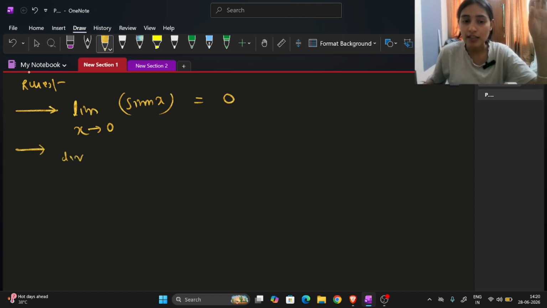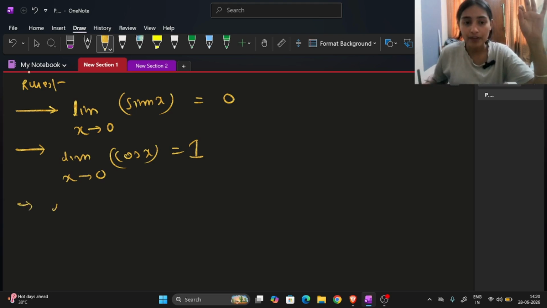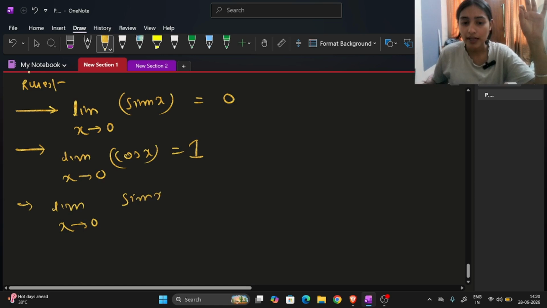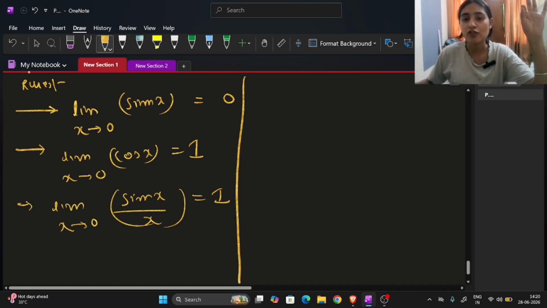Whenever you see limit x tends to 0, cos x, that is equal to 1. Let's remember this as a rule. Whenever you see limit x tends to 0, sin x upon x, that is also equal to 1. So these are some of the rules while we are solving limit questions.